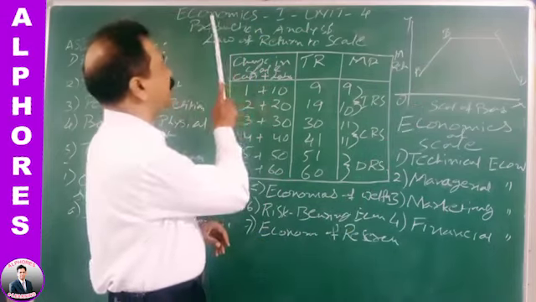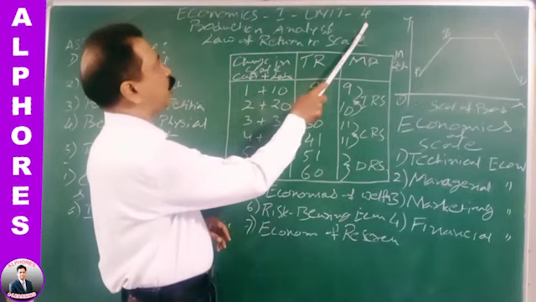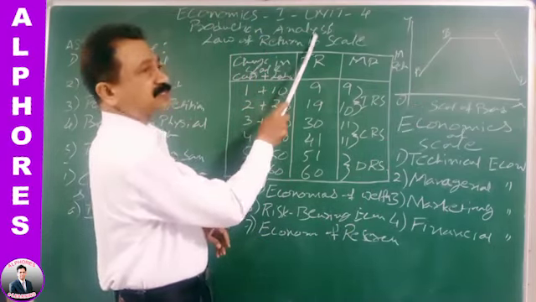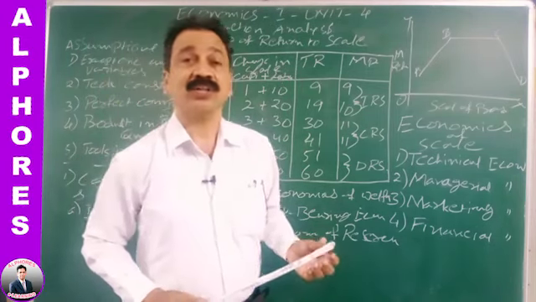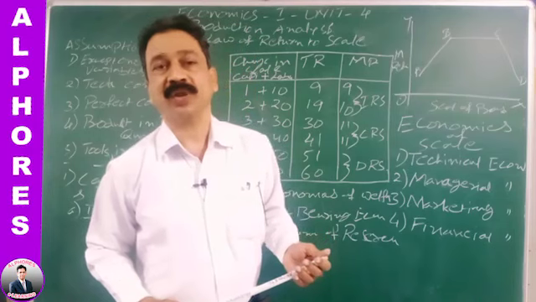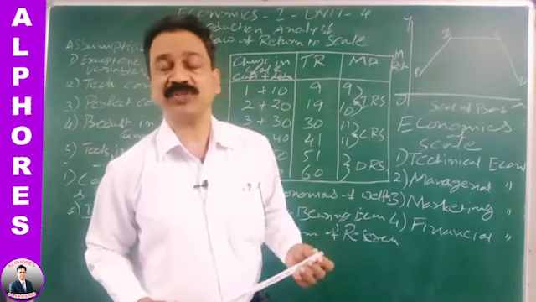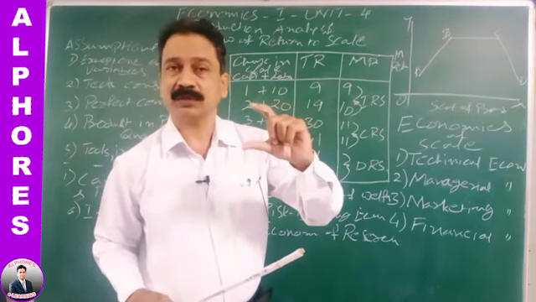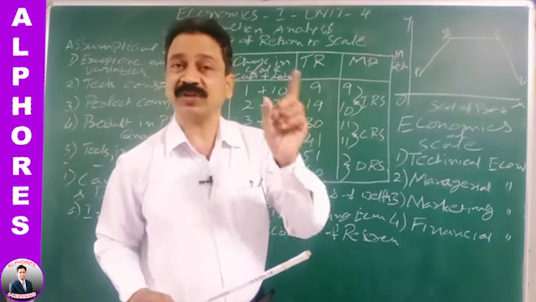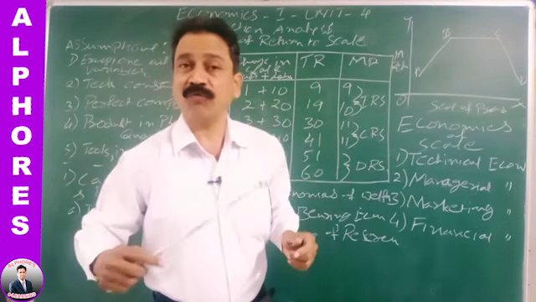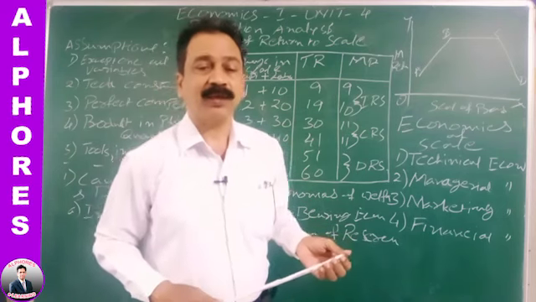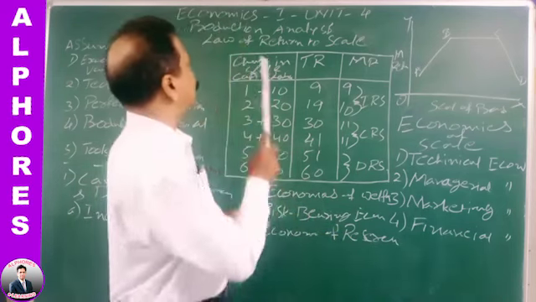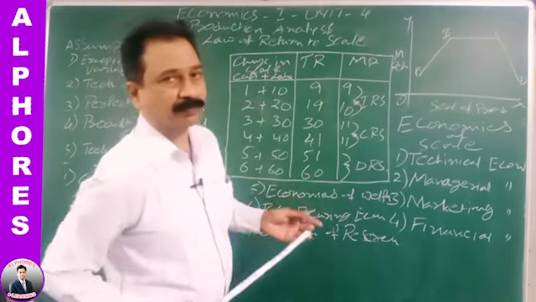We are continuing with Economics first year, Unit 4, Production and Analysis. In that unit, we have already seen what production is, what the factors of production are, and variable proportions: by changing only one factor while keeping all the other factors fixed, how we can increase the output. Today we are going to discuss the law of returns to scale.